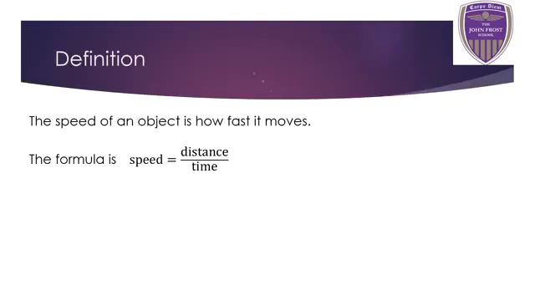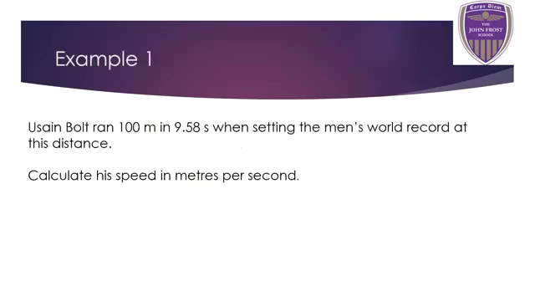So the definition, the speed of an object, remember, just tells us how fast it moves in a certain time. And the key formula you need to write down here, very simple formula, speed equals distance divided by time. Very easy. All right, so let's go on to an example straight away.